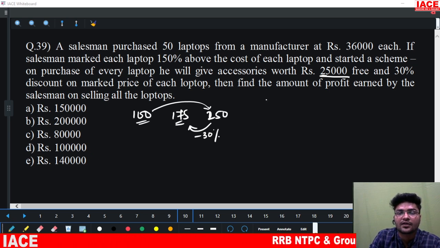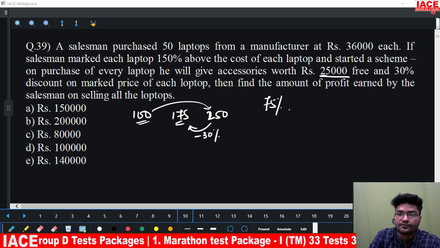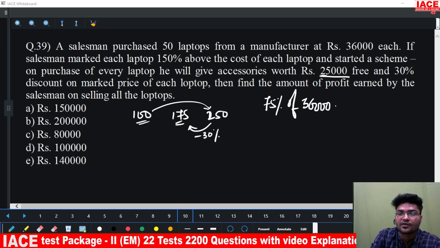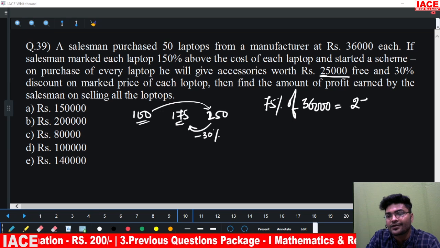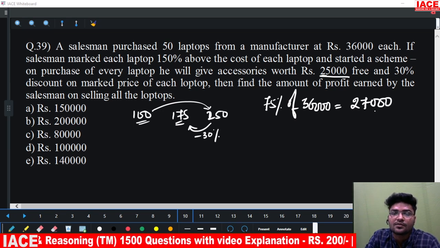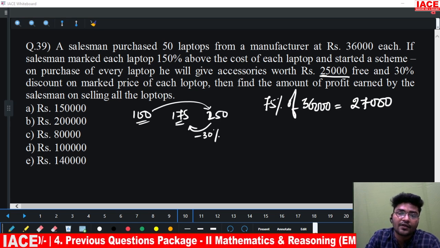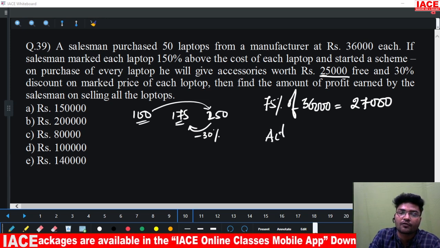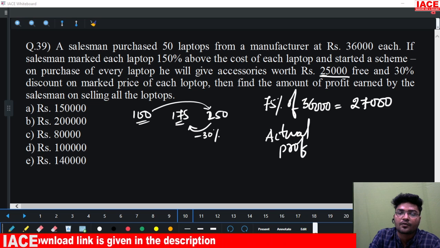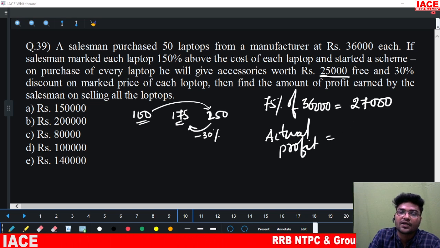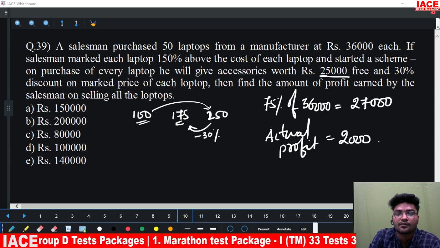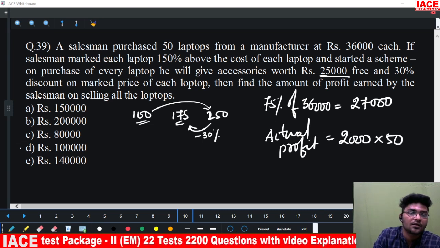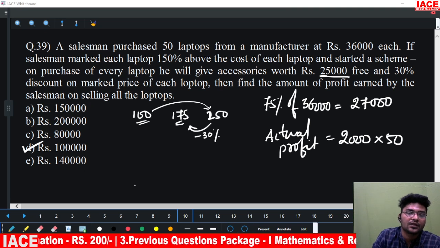That means how much is the profit? 75% is the profit. Now 75% of 36,000. How much is 75% of 36,000? 3/4 means 27,000. 27,000 is the profit on each laptop, but he is giving free accessories of 25,000. That means his actual profit on one laptop is how much? From this 27, I'll remove 25. It is 2000 on each laptop. But he is asking on all the laptops, so into 50. 50 into 2000 is 100,000, which means option D is our right answer.